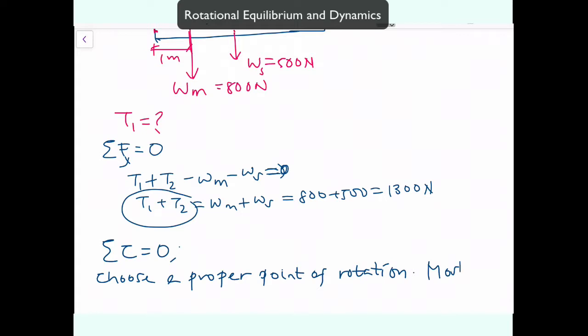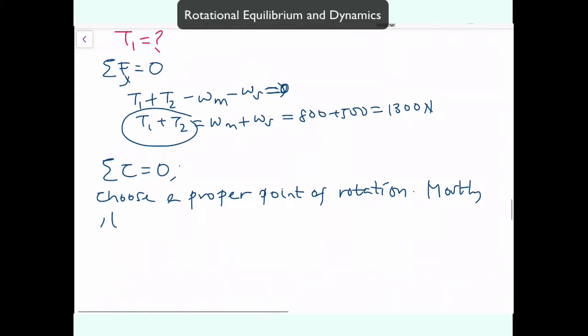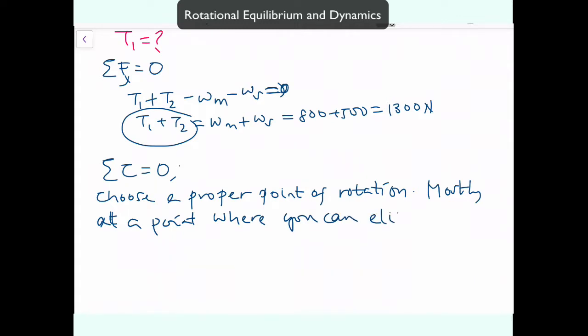Mostly at a point where, this is not a rule, but that's the technique I usually use, mostly at a point where you can eliminate as many unknowns as possible. Okay.